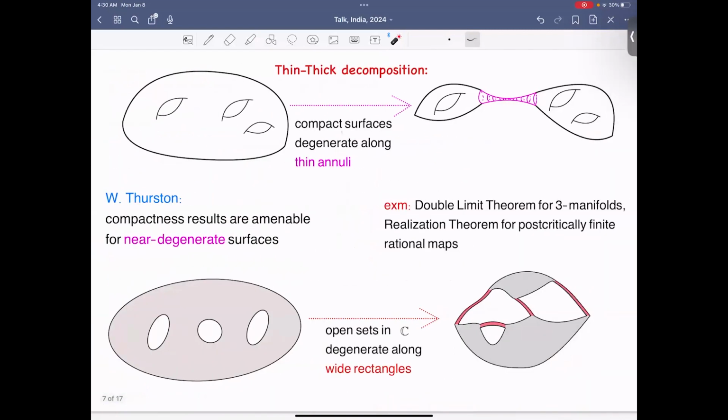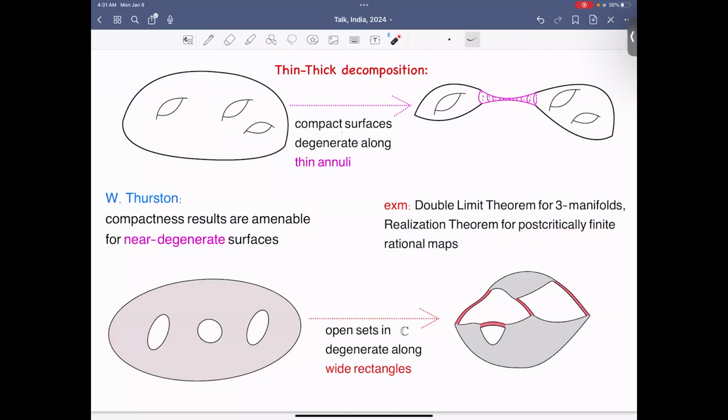Okay, so let me say some ideas in the proof. The proof uses the near-degenerate approach, and various ideas of the near-degenerate regime can be traced to the work of Bill Thurston on free manifolds. In particular, we know quite well that a compact surface degenerates along thin annuli. And this has been used successfully by Bill Thurston to prove some compactness results, both for free manifolds and also for post-critically finite rational maps.